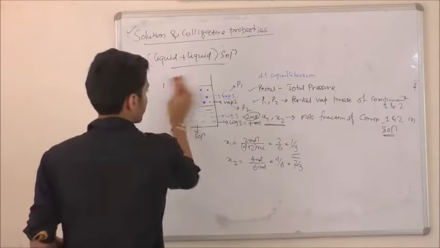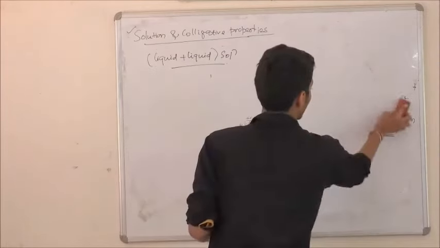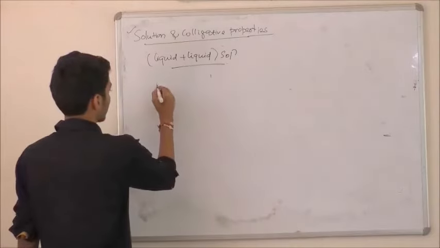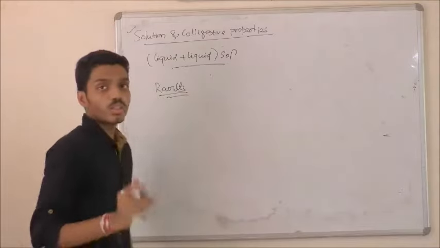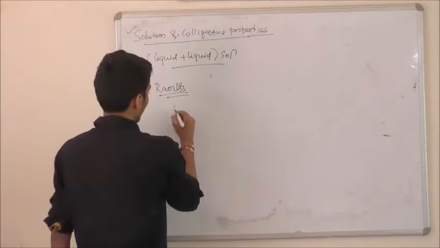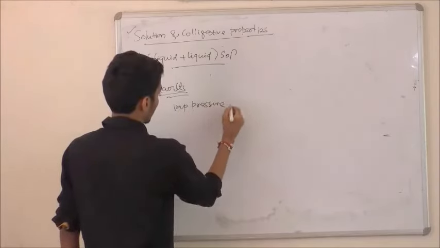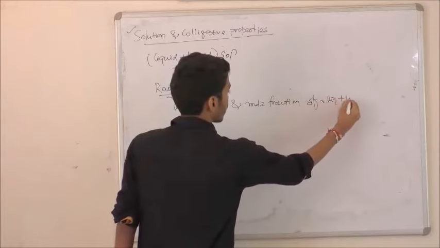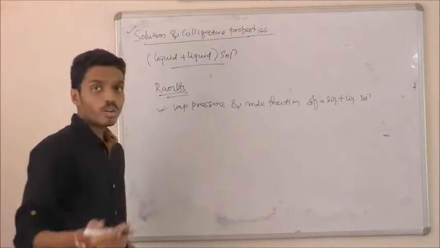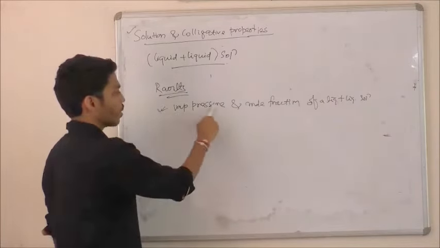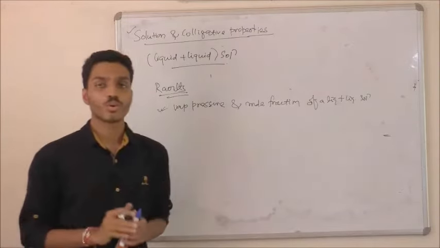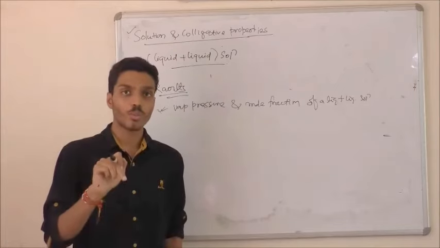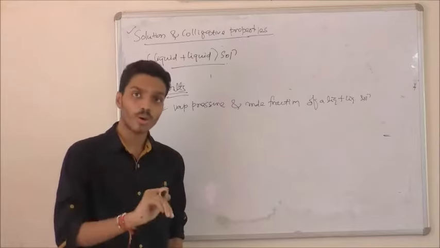Now the person comes, Raoult. So this was the person who gave a relationship between vapor pressure and mole fraction of a liquid solution. Raoult was the first person to give a relationship between vapor pressure and mole fraction of a liquid solution. So what he told is, in a binary solution of two volatile liquids, the vapor pressure of each component is directly proportional to mole fraction of that component in the solution.